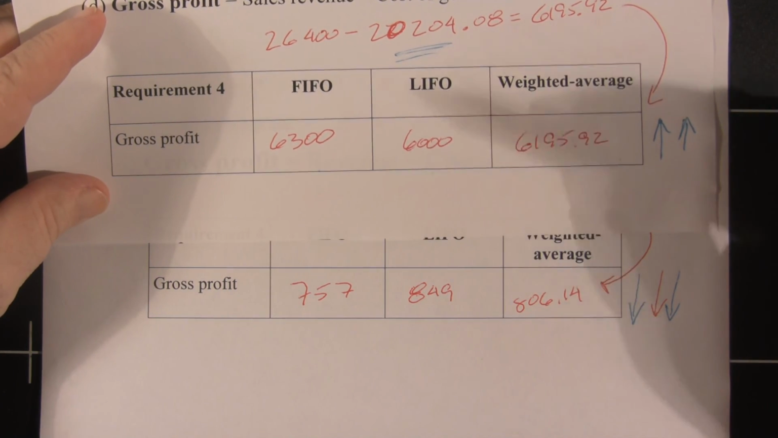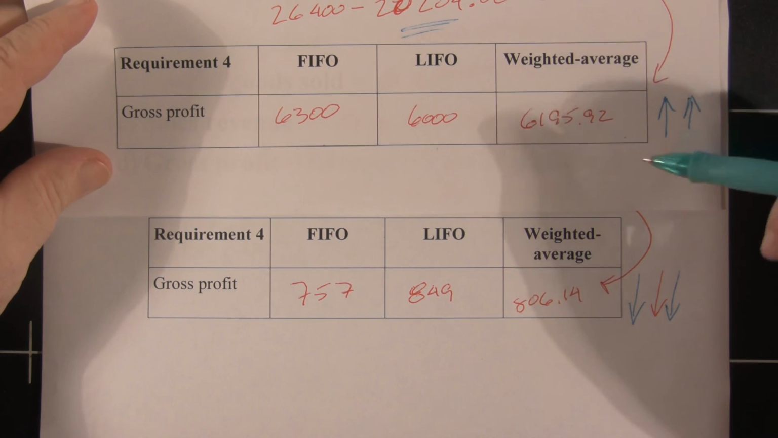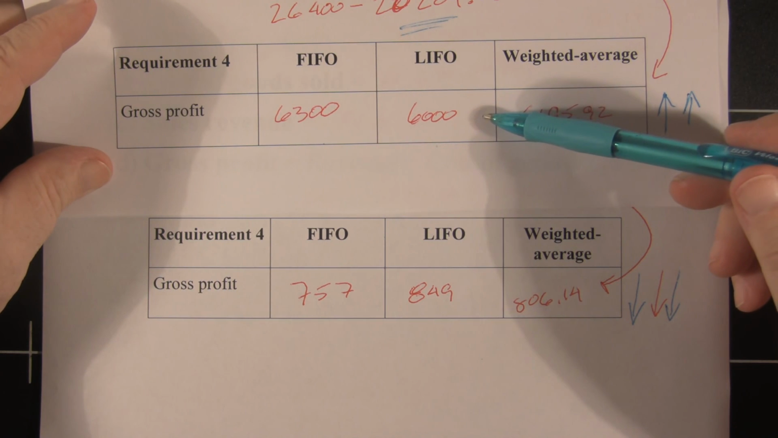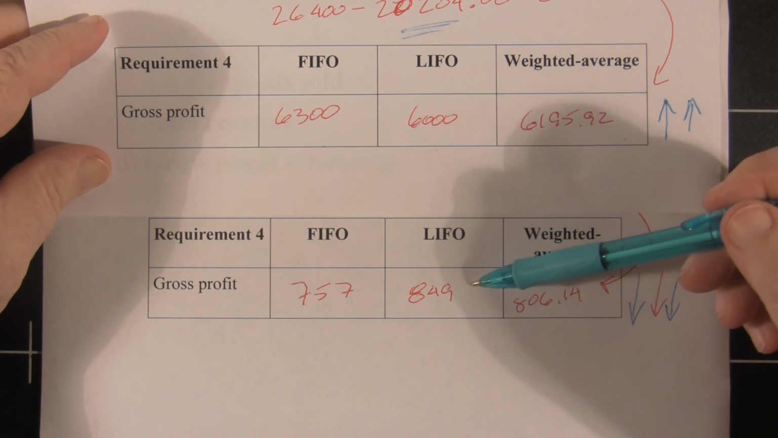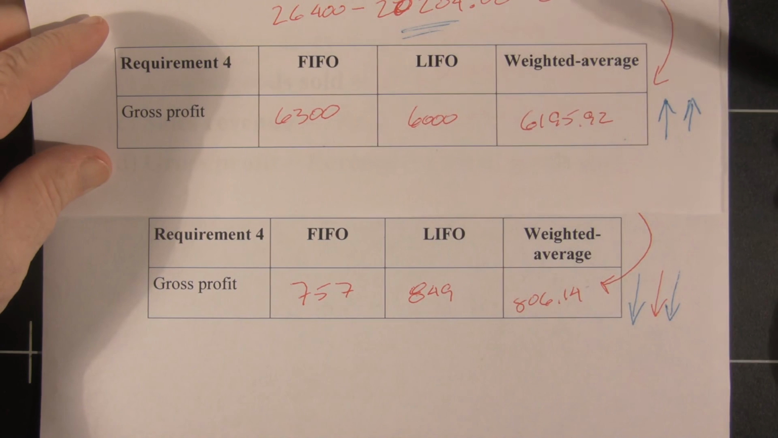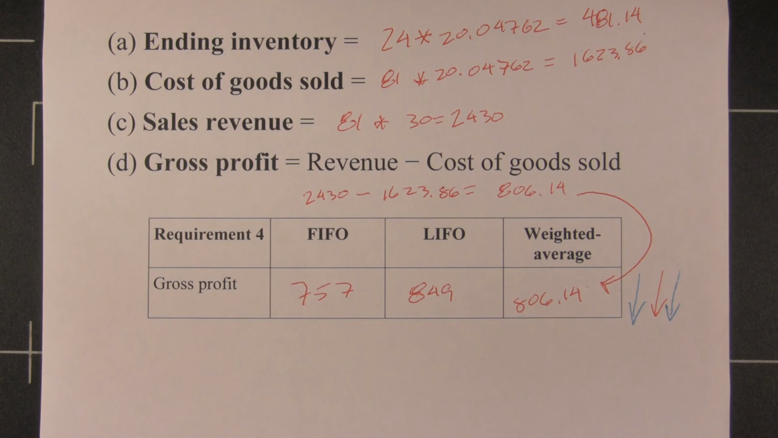Now, the only thing that I need you to see is that when prices are going up, LIFO gives the lowest dollar net. When prices are going down, LIFO gives the highest. Weighted average always falls between LIFO and FIFO. And you need to know all three of those methods. And you have to make sure that you know if prices are rising or falling.